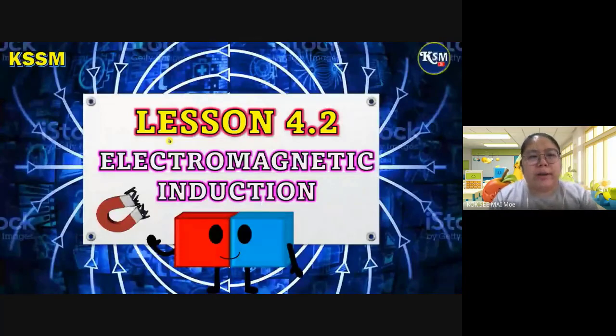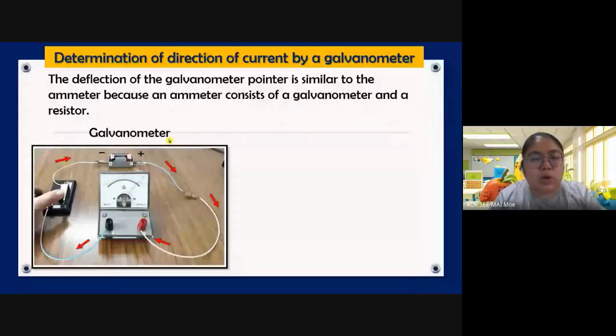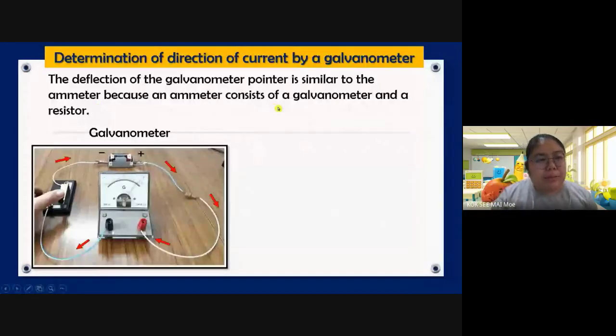We need to find the direction of the current using the galvanometer. Before that, we learned about how to get current to flow, but this round we need to know how current flows. The deflection of the galvanometer pointer is similar to the ammeter, because an ammeter consists of a galvanometer and also a resistor. So that's why it can deflect.